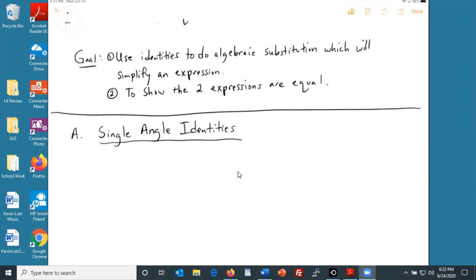Later on in the lecture, we're going to be looking at identities that involve more than one angle, such as angle A and angle B. So we're going to be looking at how to simplify and combine terms with different angle values. Okay, so the first type of single angle identity are something we kind of already know from Monday. These are called reciprocal identities.